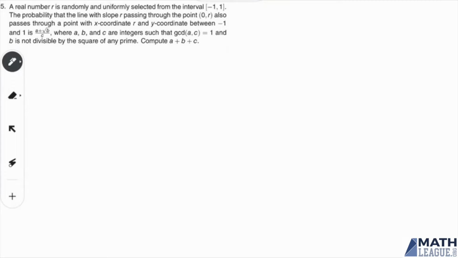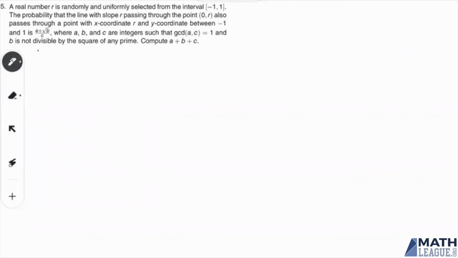A real number r is randomly and uniformly selected from the interval -1 to 1. The probability that the line with slope r passing through the point (0, r) also passes through a point with x coordinate r and y coordinate between -1 and 1 is (a plus root b) over c, where a, b, and c are integers such that the greatest common divisor of a and c is 1, and b is not divisible by the square of any prime. We must compute the sum a plus b plus c.